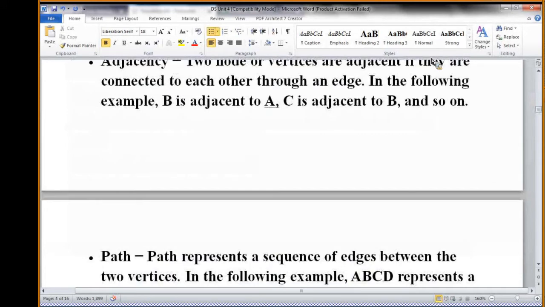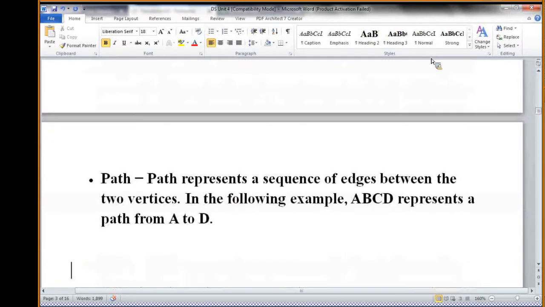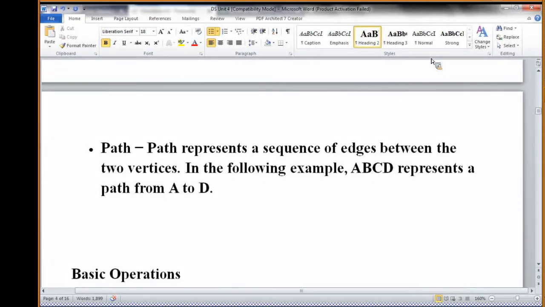Adjacency means, for example, 0 is connected to 1 and 4, so 1 and 4 are the adjacencies of 0. Two nodes or vertices are adjacent if they are connected to each other through an edge. In the following example, B is adjacent to A and C is adjacent to B, and so on. The path represents a sequence of edges between two vertices. For example, ABCD represents a path from A to D.